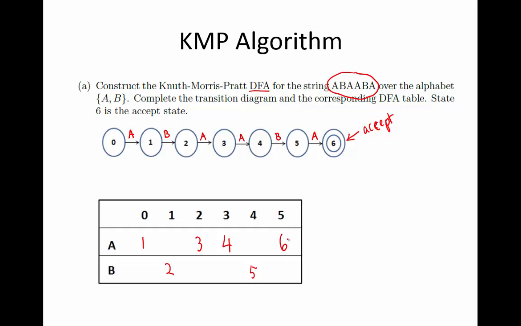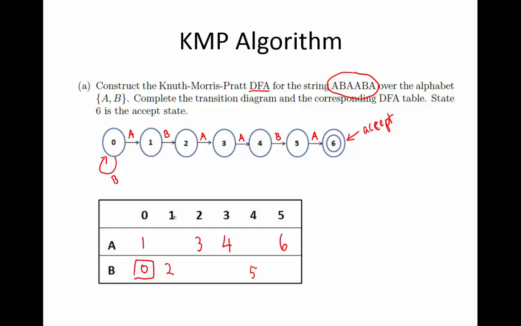So the question is now, what are the non-transition states? So what are these things? So for instance, if you see a B when you're in state 0, you're going to stay in state 0, because there's no place you can go. You can only transition when you see an A. So this means that this would be a 0.